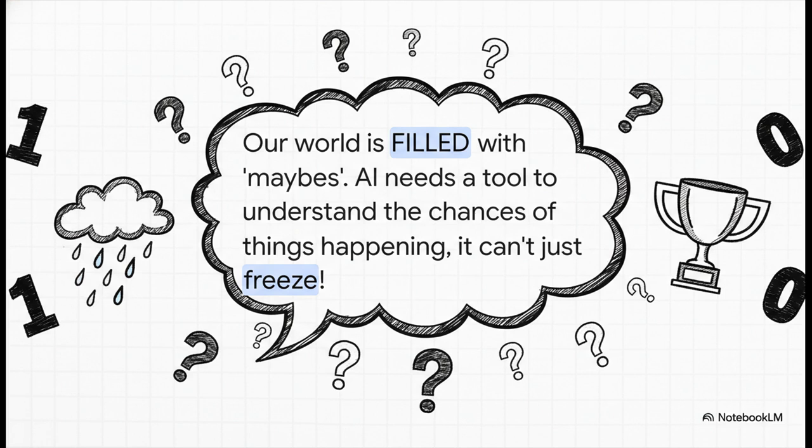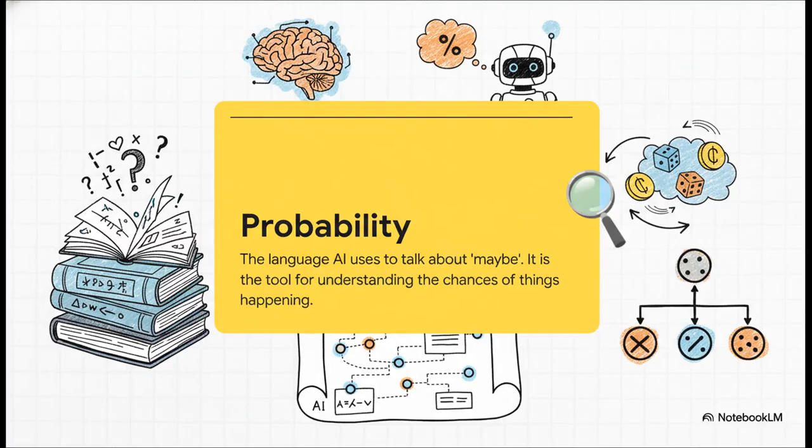Is it going to rain later? Is my favorite team going to win this weekend? Our lives and all the data we feed into these AI systems are just packed with this kind of uncertainty. The world is not a clean spreadsheet of ones and zeros. It is messy. And that right there is where probability steps in.